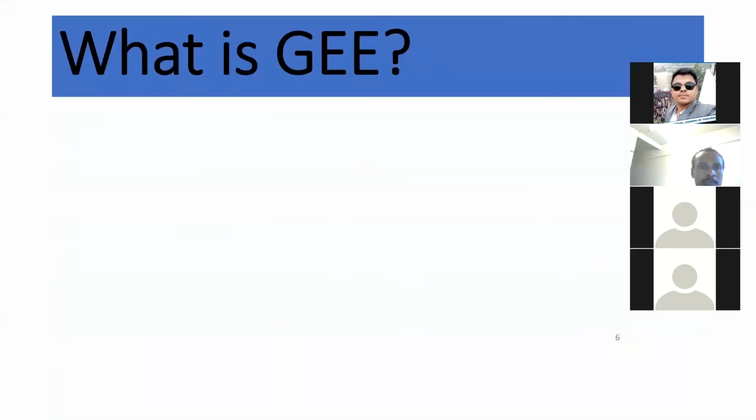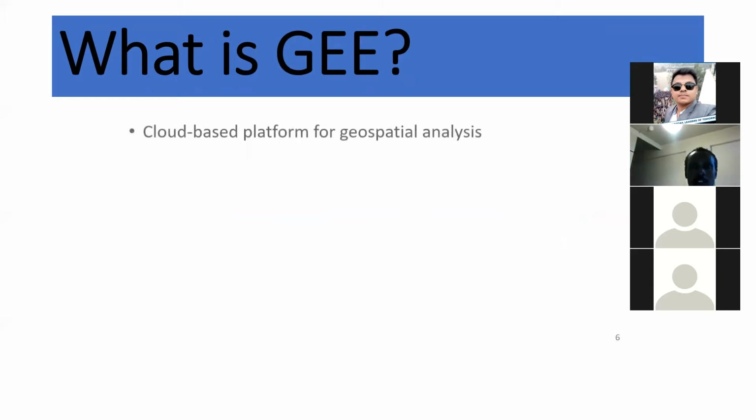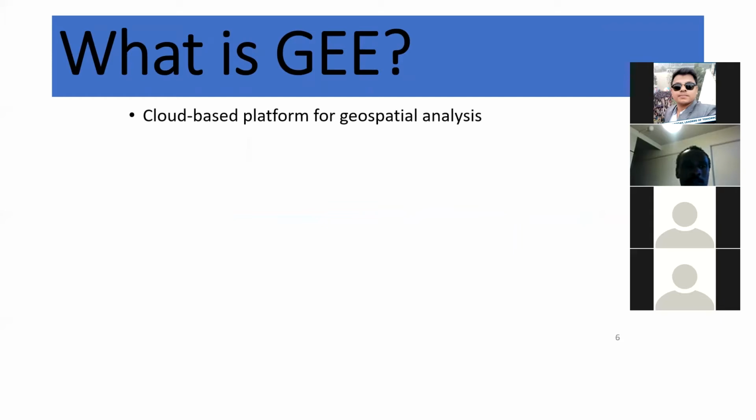So first of all, what is GEE? We already discussed that. Actually, GEE is a tool that performs large-scale data-driven environmental analysis, and it combines remotely sensed data. You can get all of this data from Google Earth Engine very quickly and efficiently, and it is a cloud-based platform for geospatial analysis. You don't need to download any software or any other material, because this is a cloud-based platform. You can do everything for geospatial analysis in the cloud.